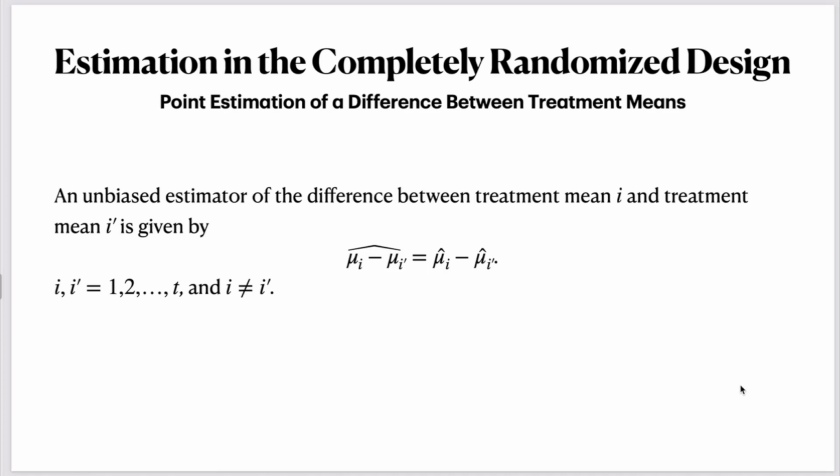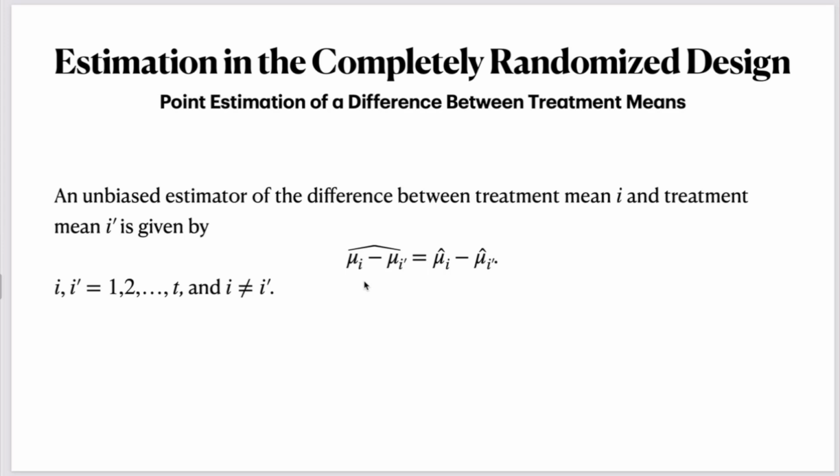Next, we'll look at point estimation of a difference between treatment means. Based on what we've just learned about how to estimate a particular treatment mean, we can now very easily come up with a way to estimate a difference between treatment means. In particular, an unbiased estimator of the difference between treatment mean i and treatment mean i prime is given by the following. I'm going to denote the estimate of mu sub i minus mu sub i prime by putting a big hat over that.